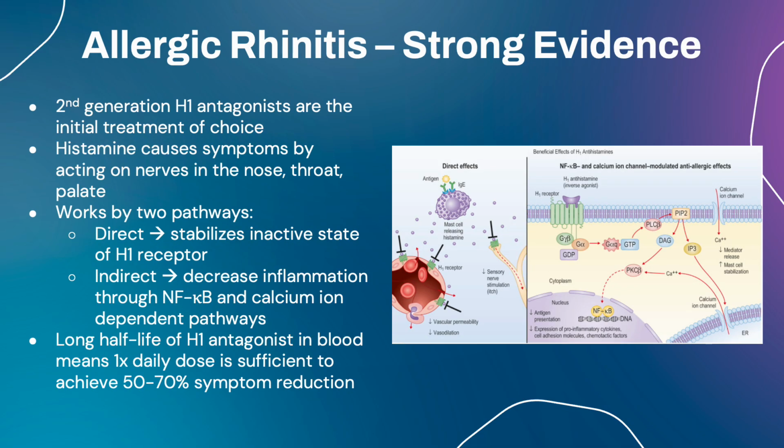Let's talk about allergic rhinitis. There are basically 2 ways that it can work here. An H1 antihistamine could have a direct effect by basically just the exact mechanism we talked about, which is stabilizing the inactive state of the H1 receptor. But it can also have an indirect effect, and this goes back to the NF-κB transcription factor, and we are going to be decreasing inflammation through that pathway and through calcium ion dependent pathways as well. So this shows you that these antihistamines have more than one way that they can work. It's not always just by acting directly on the receptor, but sometimes there's a lot of downstream things that it can influence as well.